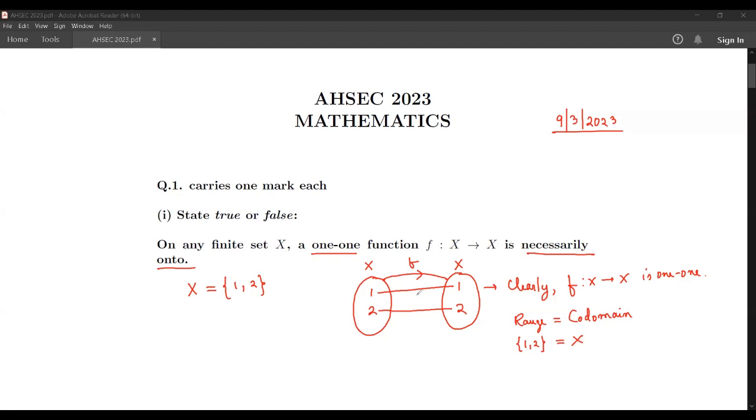So from this particular example, you can clearly get an idea that if you have a 1-1 function, and moreover this function's domain and codomain are the same, then it has to be onto. So if you have a function with the same domain and codomain, and if it is 1-1, then it has to be onto. So this answer is true.